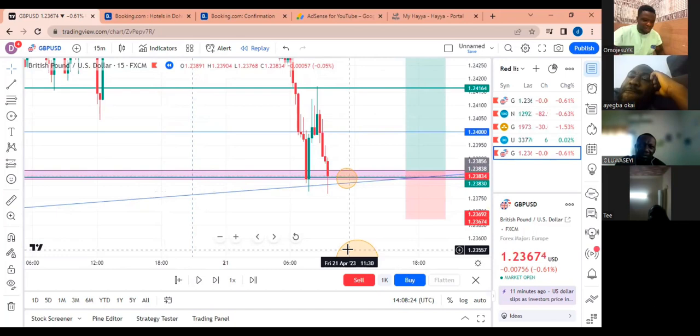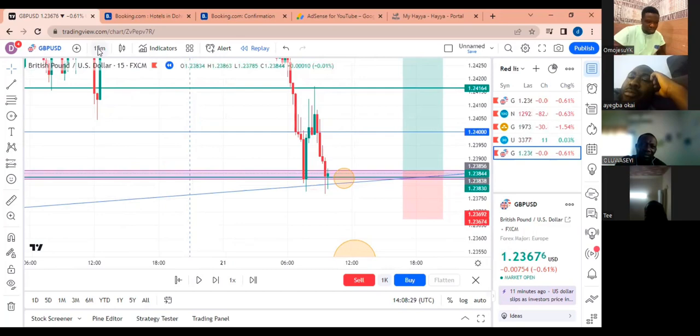We can see the next candle. Remember, we're on 15 minutes. It opened and then there was a reaction here. Definitely, this area is very, very strong. So when I see this, I will not do anything again. I'll wait to see the next candle, to see what's going to happen.